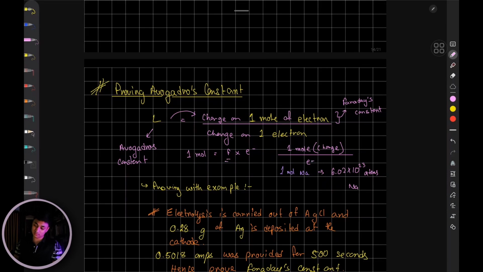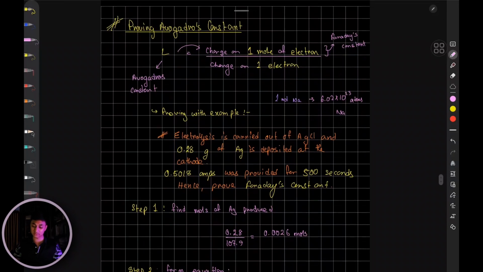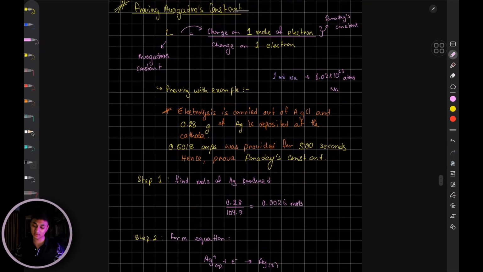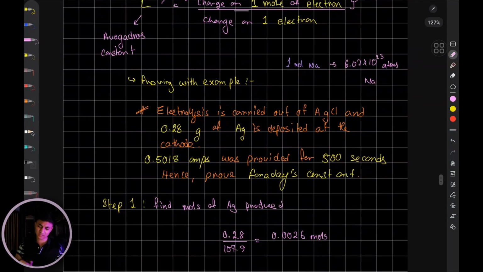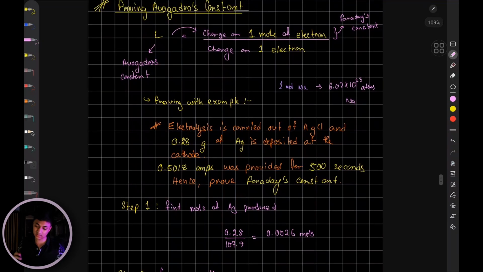Now, in our case, we know Avogadro's constant is 6.02 into 10 to the power 23. However, we have to derive that from somewhere, right? So this process is a way to find Avogadro's constant. So how do we do that? I basically made up an example, so let's see with that example how, step by step, we can derive Avogadro's constant.